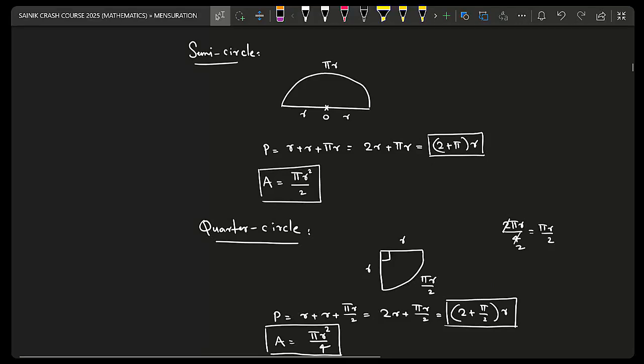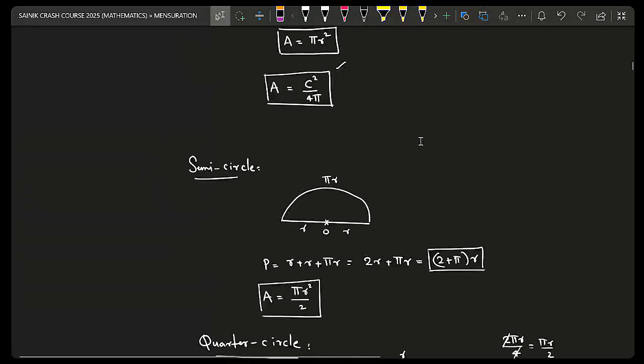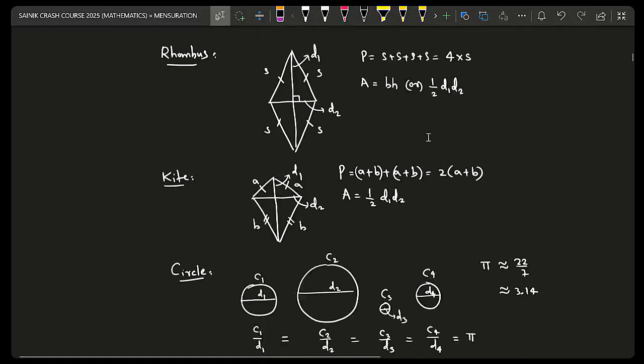Sir, can you show the rhombus? Okay, rhombus. Yes, rhombus is here. Sir, you told the area of the breadth, height. Every rhombus is a parallelogram, right? Sir, but the diagonals D1 and D2 are different, no? Yeah, they are different, but the final answer is going to be the same. Actually, it is not breadth and height; it is base and corresponding height.